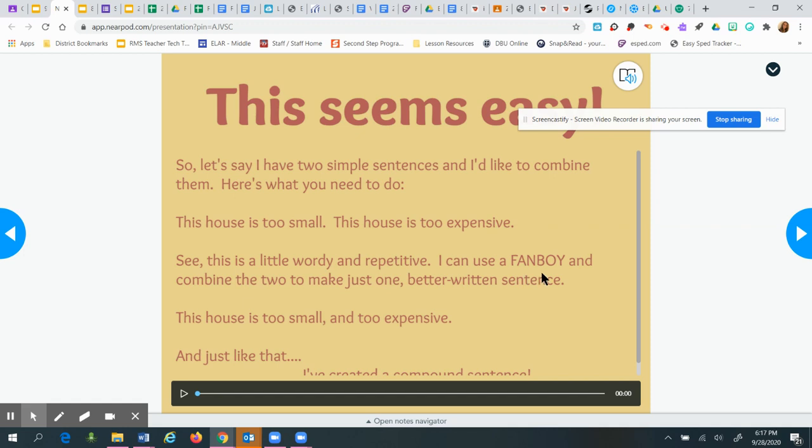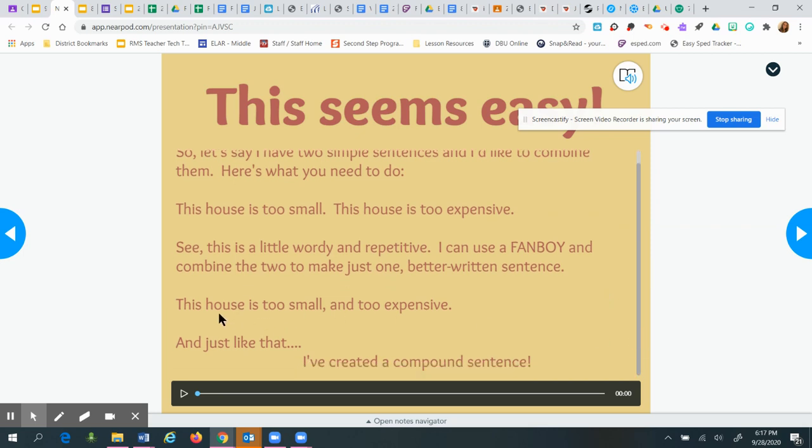See, this is a little wordy and repetitive. I can use a FANBOY and combine the two to make just one better written sentence. This house is too small, comma, here's my FANBOY, and too expensive. And just like that, I've created a compound sentence.